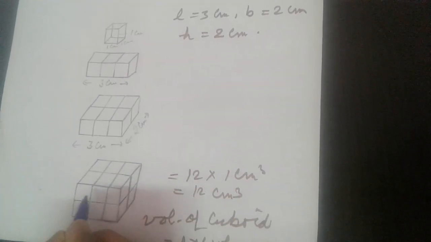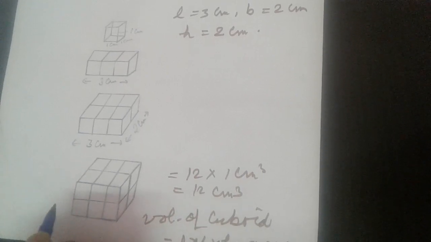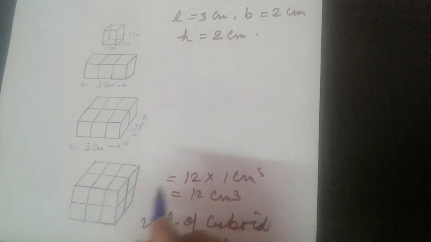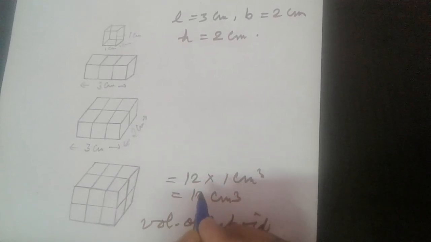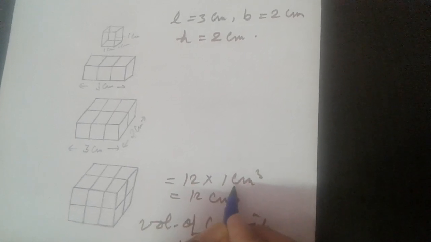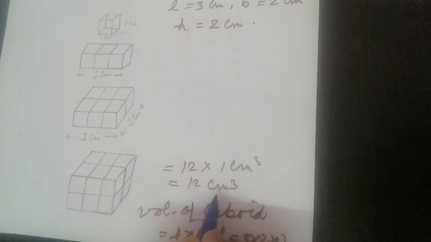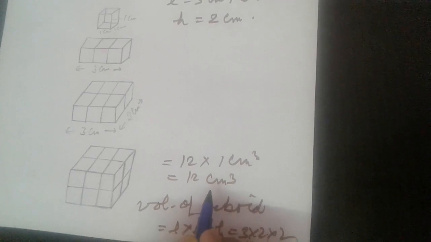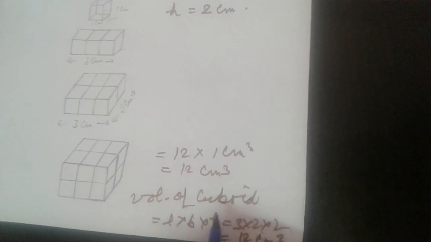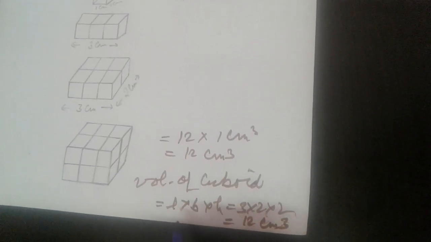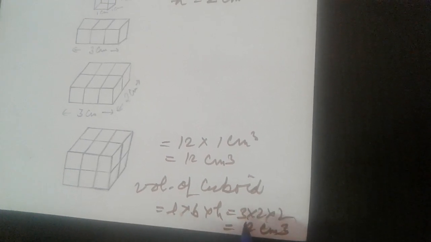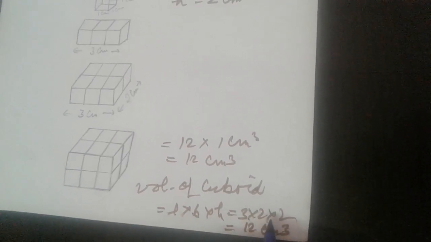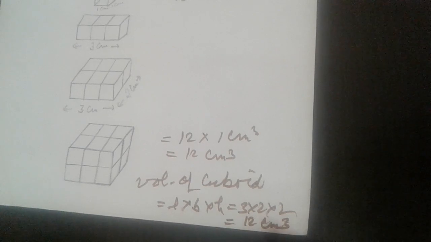Now we count the blocks. So number of blocks will be 12. So volume of block will be equals to 12 into 1 centimeter cube equals to 12 centimeter cube. We can also find volume of cuboid by formula L into B into H equals to 3 into 2 into 2 equals to 12 centimeter cube.